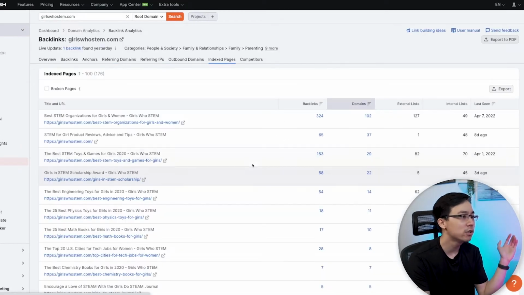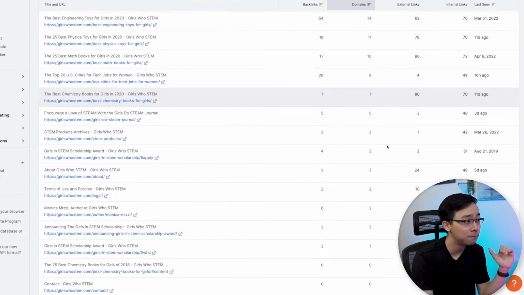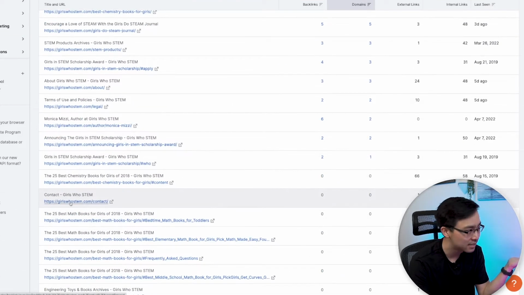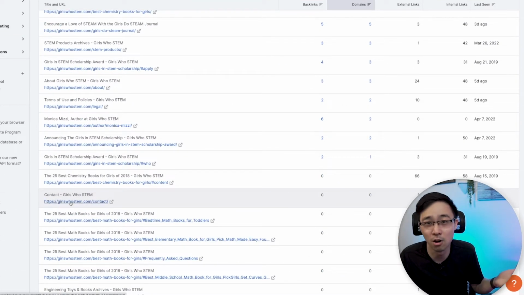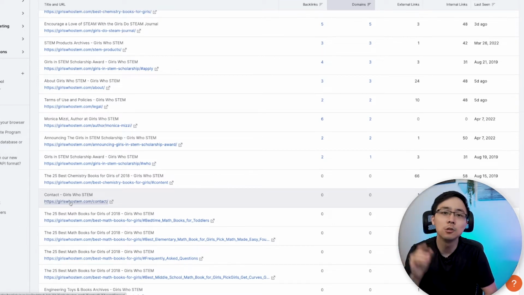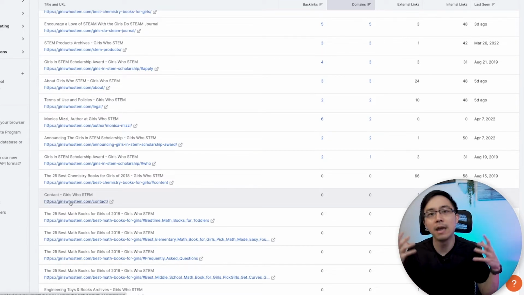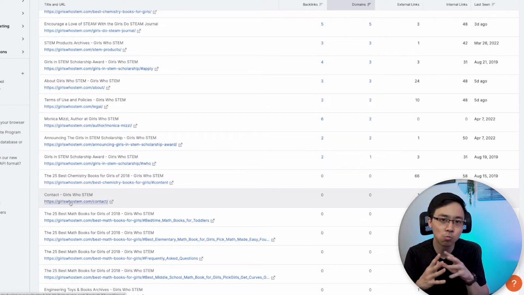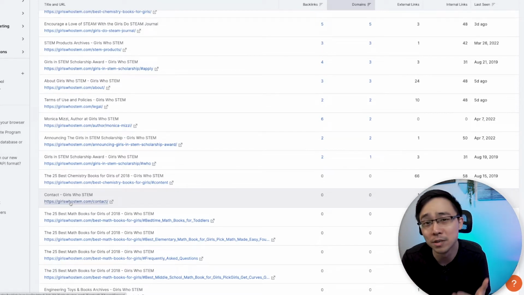But if I go ahead and go into the view details section, I can actually look at some of the pages that have gotten very few backlinks, such as the contact form, which obviously hasn't gotten all that much traction. So first thing you want to do in your SEMrush trial is look at your own domain. This will give you a high-level understanding of exactly what you're doing well as well as what you could be doing better.